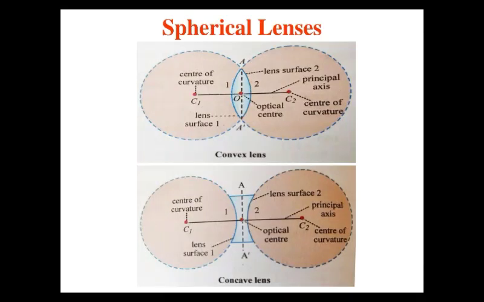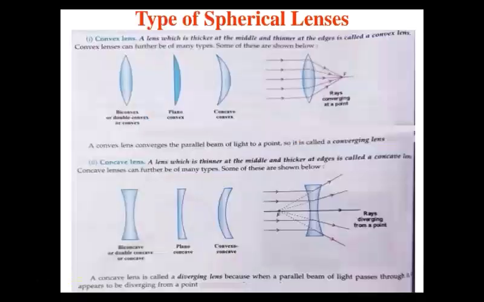In some of the books, the wording given is the line joining C1 and C2. That is not correct. Joining means we are restricting the length of the line from C1 to C2, but actually the principal axis extends far beyond C1 and C2, and it passes through C1, C2, O and extends far. Now in the same way, in case of concave lens we can discuss.